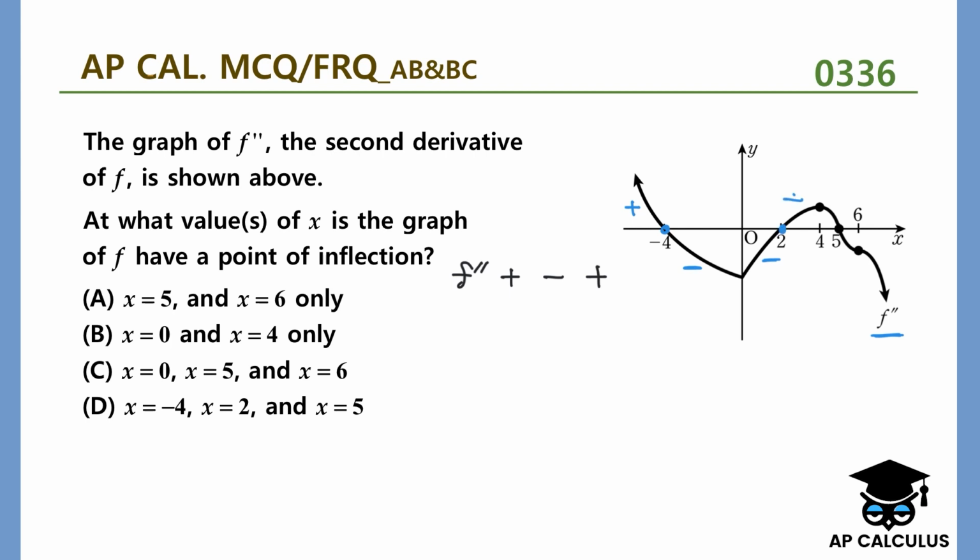What f double prime is, right? 0, positive, positive, 0, negative, right? So f double prime changes its sign from positive to negative at x equal negative 4 and changes from negative to positive at x equal 2, positive to negative at x equal 5. So we have 3 points of inflection. They're at x equal negative 4, 2, 5. So the answer has to be D, right?